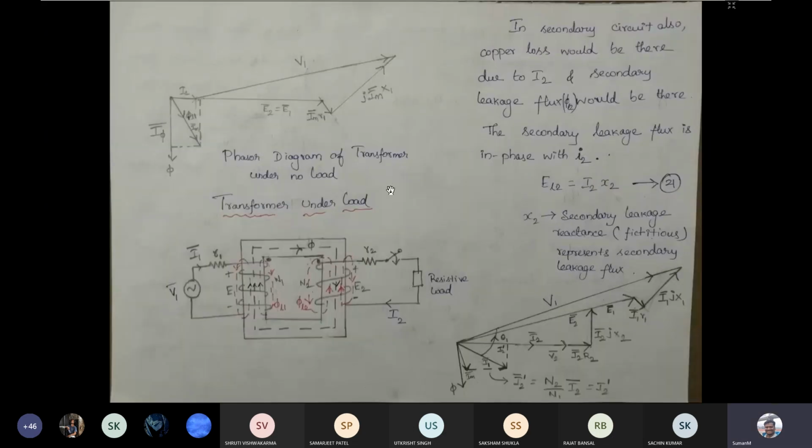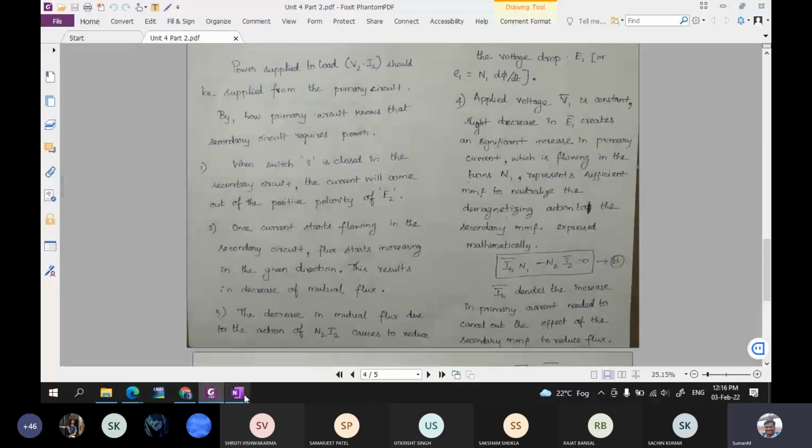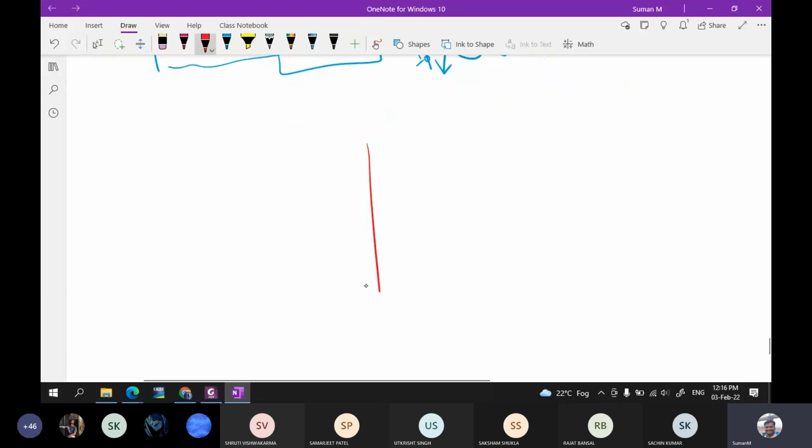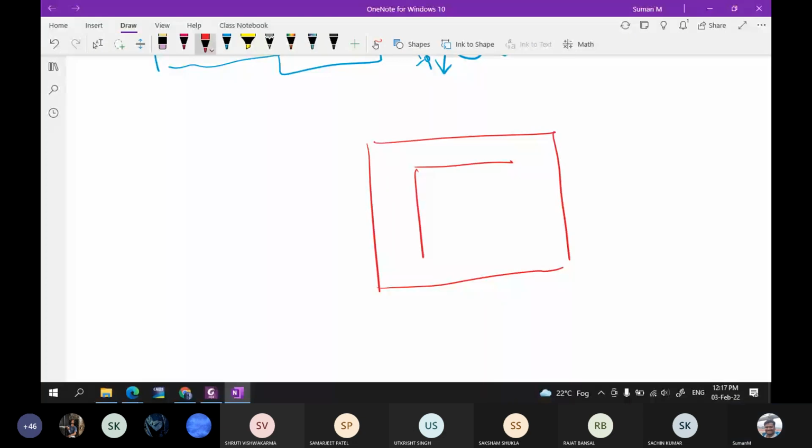So consider this. Here we are going to consider the transformer under loaded condition. Till now we had considered the transformer in an unloaded condition, or without load. Now we will be considering the transformer with load. So now we are having a transformer which is like this, and now we are going to have a load also. What is the impact of the load that we are going to see?